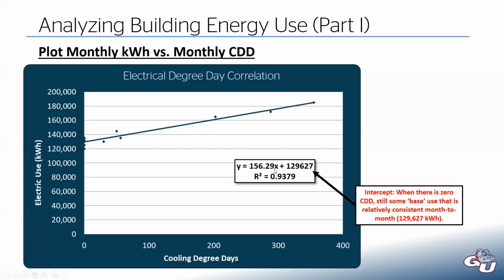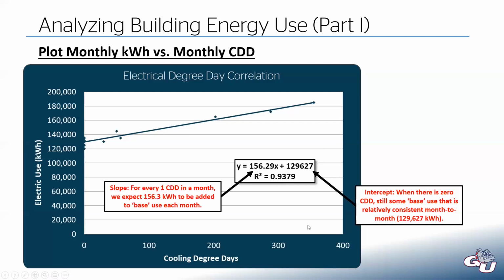And then we have this variable here, 156.29 times our variable, which is cooling degree days. And so now we can say for every 1 cooling degree day in a month, we expect them to use about 156 additional kilowatt hours that'll be added to the base use. And now we can predict how much electricity they're going to use depending on how severe the weather is.